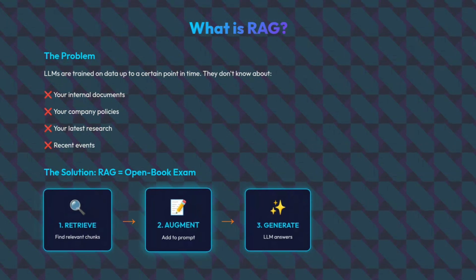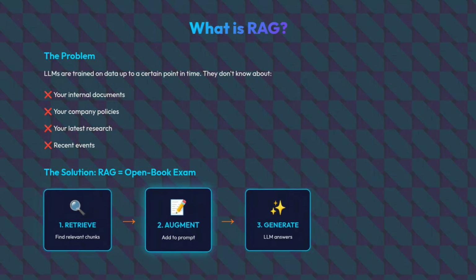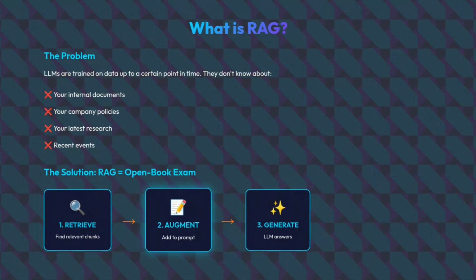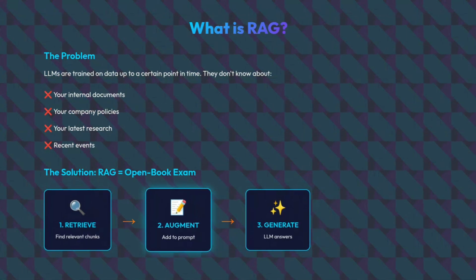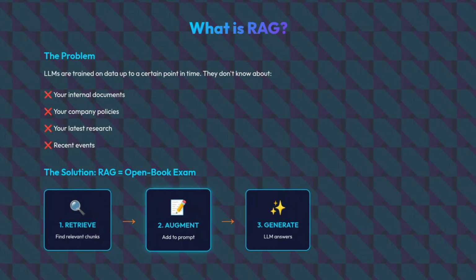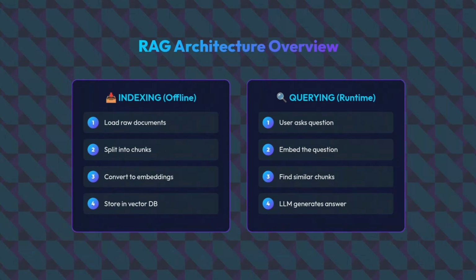The RAG flow has 3 core steps. Number 1, retrieve. Find the most relevant chunks of text from your knowledge base. Number 2, augment. Stuff those chunks into the LLM's prompt as context. Number 3, generate. Let the LLM answer using that context. Simple concept, surprisingly powerful. Before we write any code, let's see the full architecture.